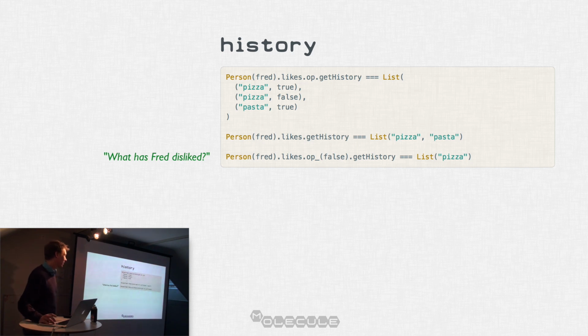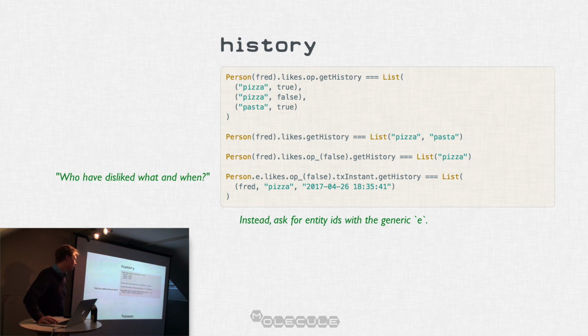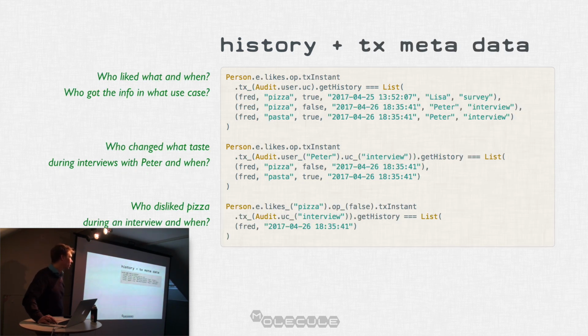Or what has Fred disliked? There we go. So where was the operation false? Well, pizza he disliked. Yeah, so the operation ties only to the last attribute. Yeah, and here I combine transaction metadata and history. So I ask for when it was liked, and what use case and user was involved.